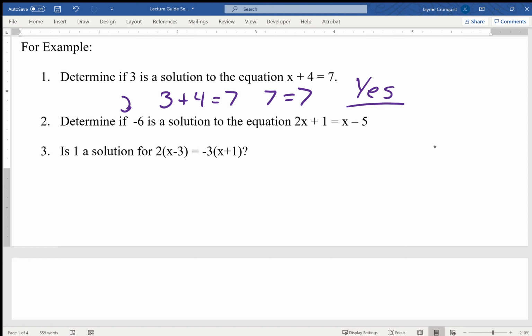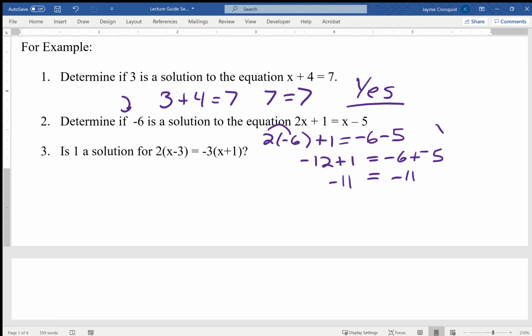All right, determine if negative 6 is a solution. Well, that means it's 2 times negative 6 plus 1 equals negative 6 minus 5. First I'm going to do the multiplication. Negative 12 plus 1. Is that equal to negative 6 plus a negative 5? Well, negative 12 plus 1 is negative 11. Negative 6 plus negative 5 is negative 11. So again, yes.